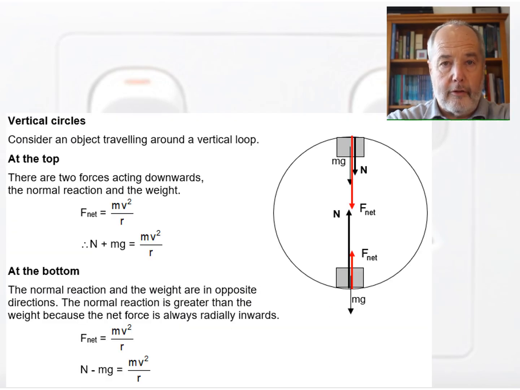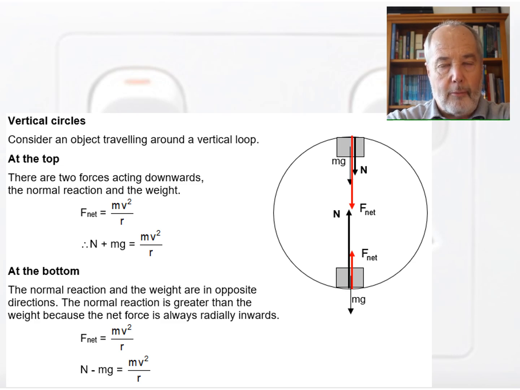Vertical circles. The study design states that we only need to deal with problems involving bodies at the top and at the bottom of the vertical circle. Let's consider the top. The two forces acting are the normal reaction force plus the weight. They're both acting down.